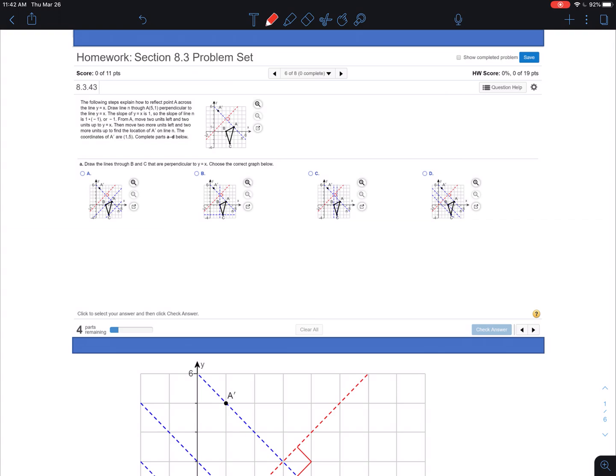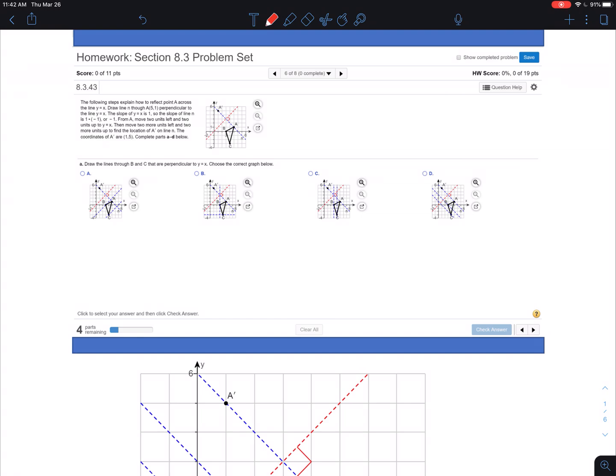From A, move 2 units left and 2 units up to the line that we're reflecting over, in this case, y equals x. Then move 2 more units left and 2 more units up to find the location of A prime on line n. The coordinates of A prime are (1, 5). Complete parts A through D.